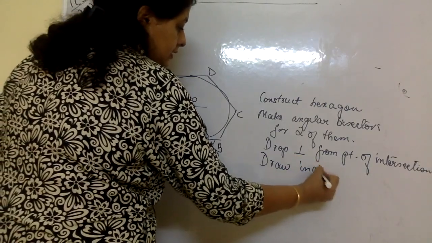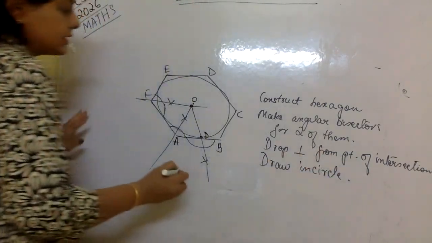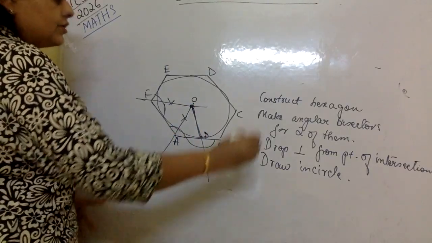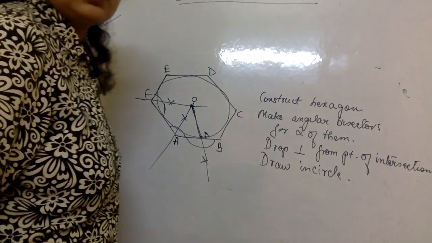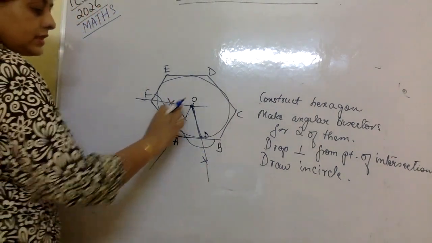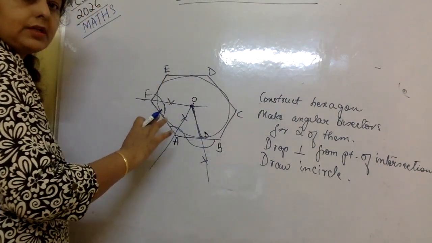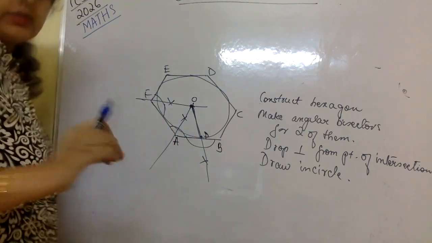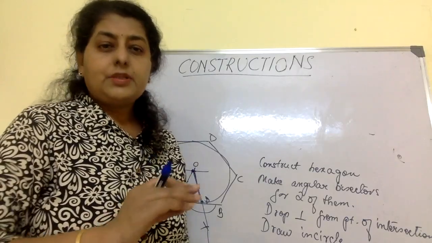How will you draw the incircle? You will take this one as the radius. Please don't take the vertex as the radius, because your circle will become a circumcircle in that case. Okay, so that was it from this video.